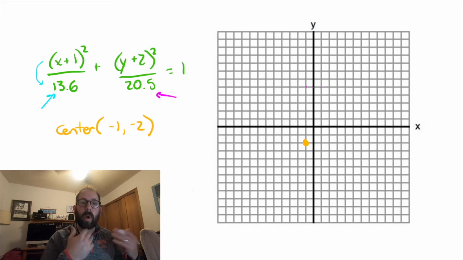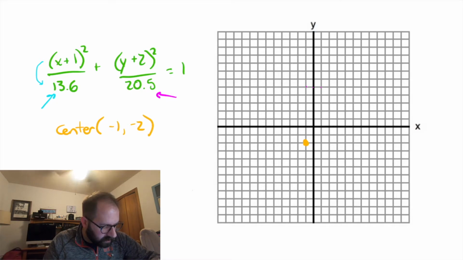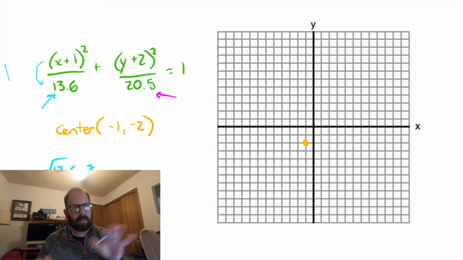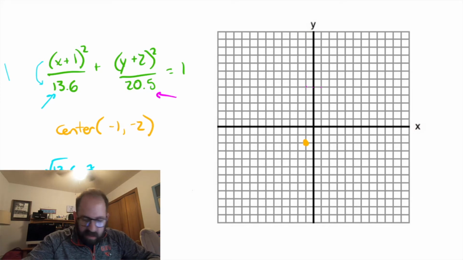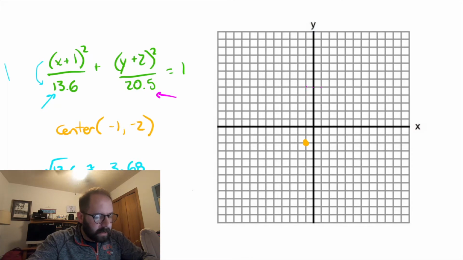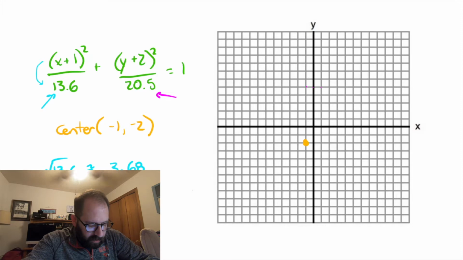So if I take the square root of 13.6, whatever that number is, ballparking it was 13.666, right? So if I take the square root of 13.6 repeating, this number turns out to be 3.68. Ballparking it. So that's how far right and left I'm going from the center. 3.6 this way. So 1, 2, 3.6, and 1, 2, 3.6. So there's my coordinates.